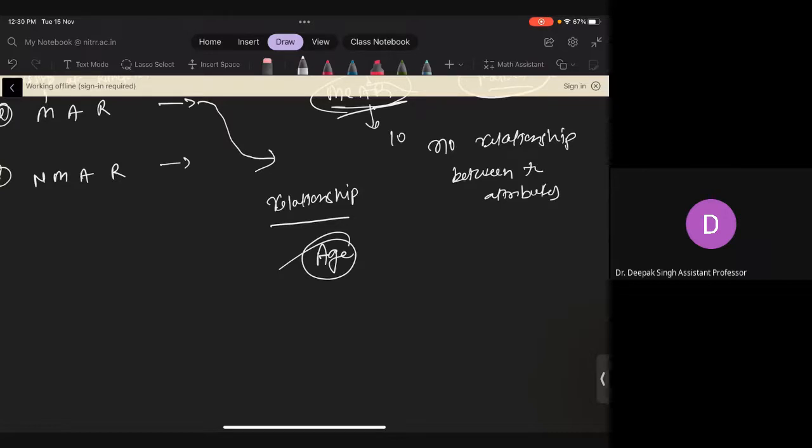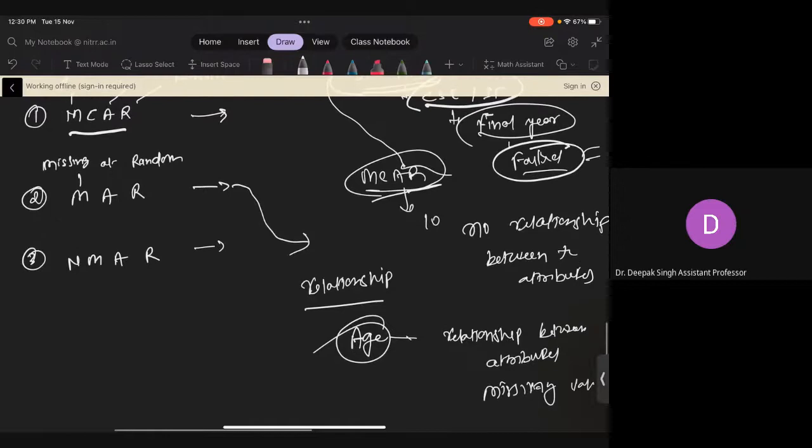Yeah, okay. So there would be some relationship between the attributes as well as the missing values. Missing values and attributes के बीच में relationship होगा. That is what MCAR and MAR are. NMAR is intentionally deleted.